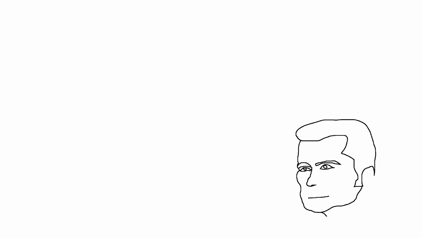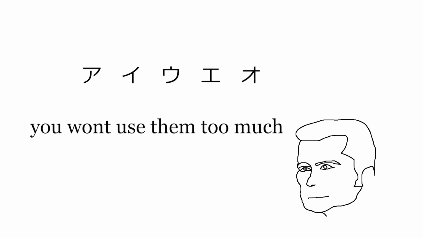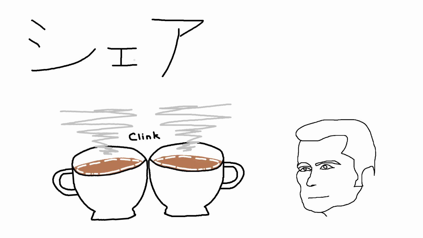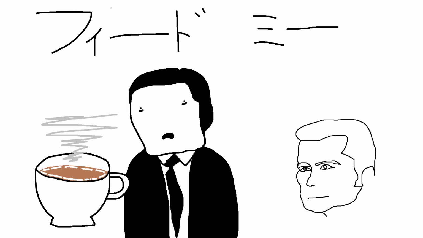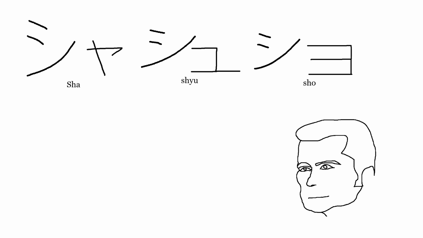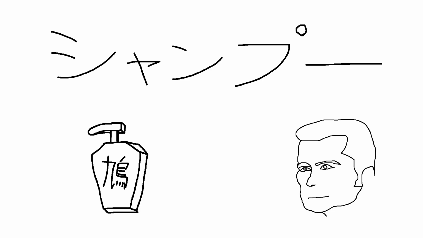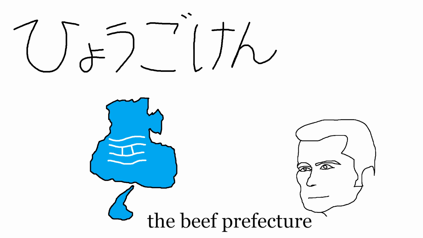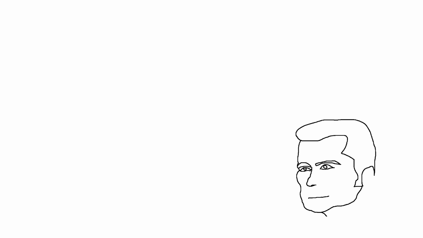Now on to the rest of them that act differently. Little regular vowels a, i, u, e, o are used mostly for mouth sounds and foreign words like tea, share, feed me. Little y vowels are exactly like the last one except it makes y vowels. Duh. This one is way more common because Japanese words use it a lot. Shampoo, shohin, hyogoken.